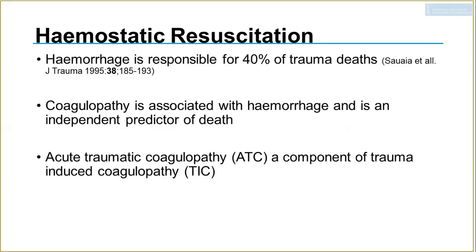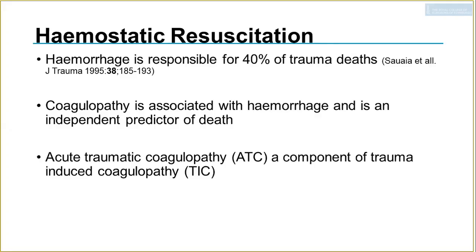Which then moves us on to hemostatic resuscitation, which is basically stop the bleeding, okay. Hemorrhage is responsible for 40% of trauma deaths. Okay, people bleed to death. Okay, and if you develop coagulopathy, that is an independent predictor of death. Now, you will develop a coagulopathy just by being injured. Sometimes it's not the bleeding, it's the pure fact that you are injured.